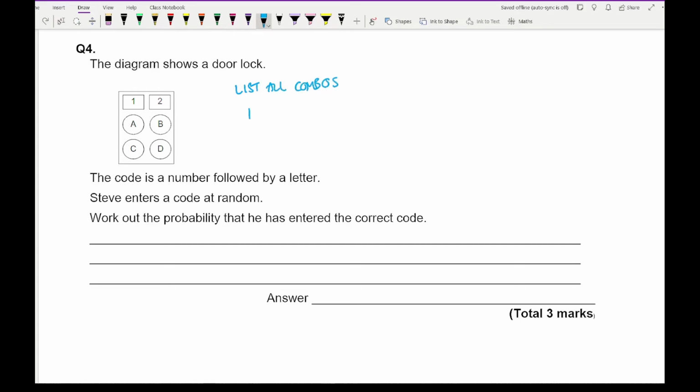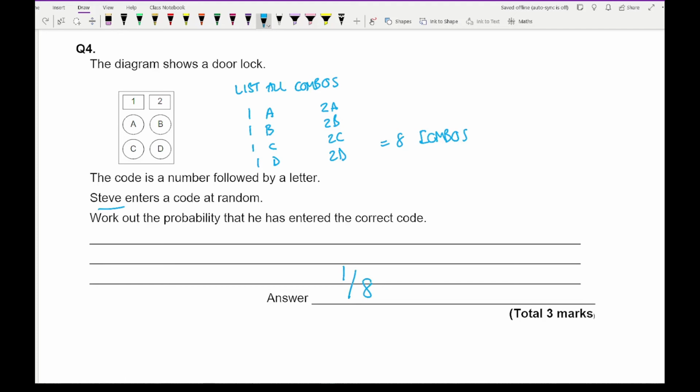Well, I've got 1 and A, 1 and B, let's just go back, 1 and then C, and then 1 and D. And then I've got 2A, 2B, 2C, 2D. And so there's 8 combinations in total. So what's the probability that Steve's going to get it right? Well, it's going to be 1 out of 8.